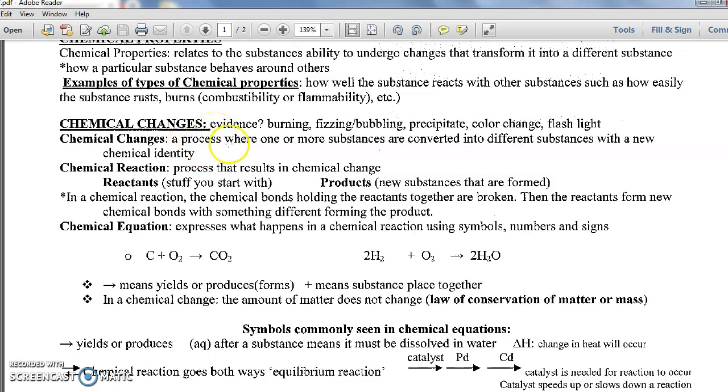A chemical change is a process where one or more substances are converted into different substances that have an entirely new chemical identity. In our next video, we're going to talk about what chemical reactions are. That is the process of producing new substances through chemical changes. So in our next video, we will pick right back up with this part of our 1-7 notes.